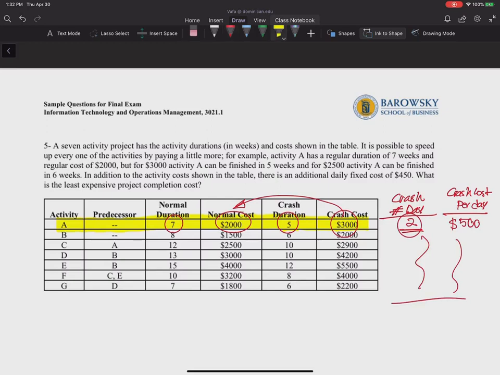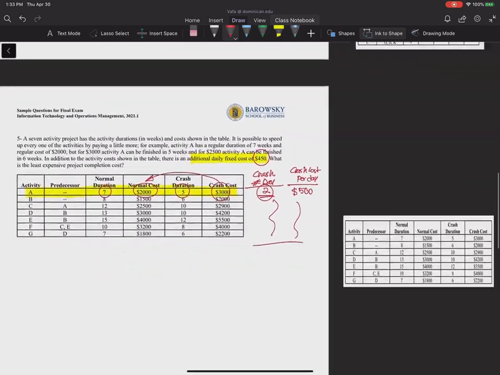Now, it adds a little piece of information. It says in addition to the activity costs shown in the table, there's an additional daily fixed cost of $450. What is the least expensive project completion cost? Basically, it says that every day that this project continues, we have to pay $450. So the logic here would be that if I can crash an activity at a cost lower than 450, it is logical to do this, okay?